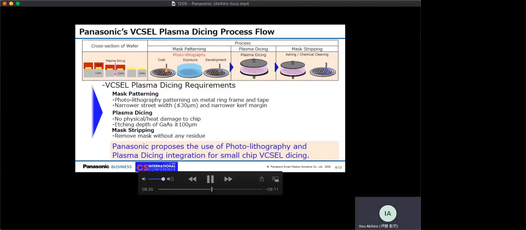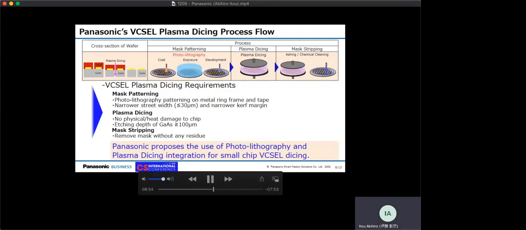A feature of Panasonic APX plasma dicing equipment is that it is able to perform both the plasma dicing step and the ashing step inside the same chamber. Only changing the type of gas is necessary.